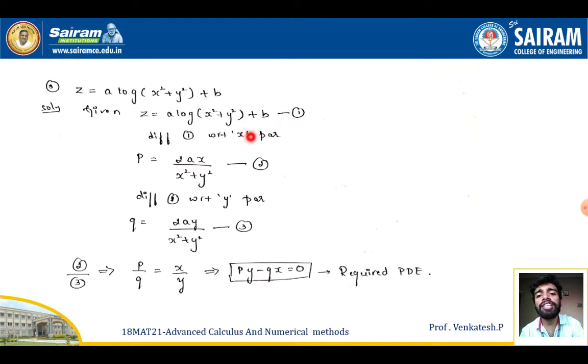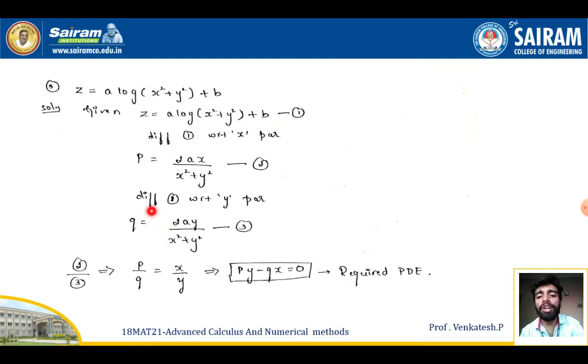Differentiating this with respect to x, I will get p is equal to 2ax by x square plus y square. Since there is no x term in b, the constant will become 0. I'm keeping a as it is. Differentiating log I will get 1 by x square plus y square, differentiating x square I will get 2x. So I got 2x by x square plus y square.